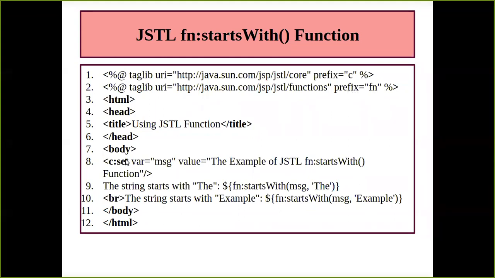Now after that we are making use of startsWith function. So first we are going to try the set tag which we used yesterday also. The set tag has two attributes, that is var and value. The var attribute helps me create a variable. So var equals message, so message is going to be your variable. And the value we pass to this variable called msg is the value which we have written over here, the example of JSTL function startsWith.